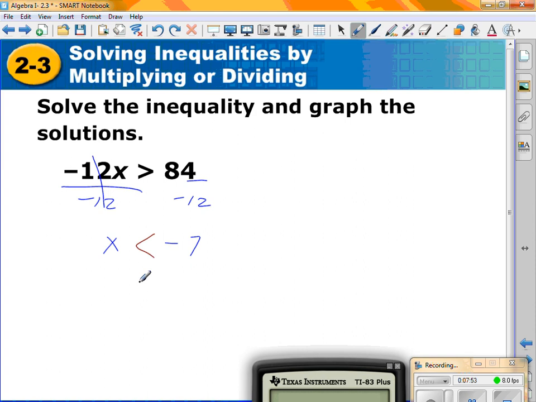So give me a number less than negative 7. Negative 10. I was going to say give me a nice number less than negative 7, and that's negative 10. What's negative 12 times negative 10? 120. Is 120 greater than 84? Yes. So we're good. Graphing it, I have negative 7. It's an open dot, and it goes to the left. Anything over here will work.